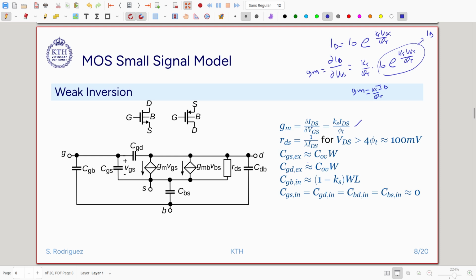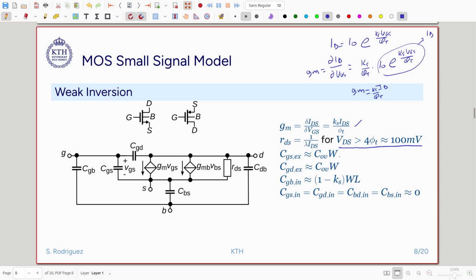RDS, we have the output resistance as we discussed before. VDS has to be larger than around 4 thermal voltages, around 100 millivolts, and then we have a high resistance at the output. So this will be a requirement when we are working in weak inversion.